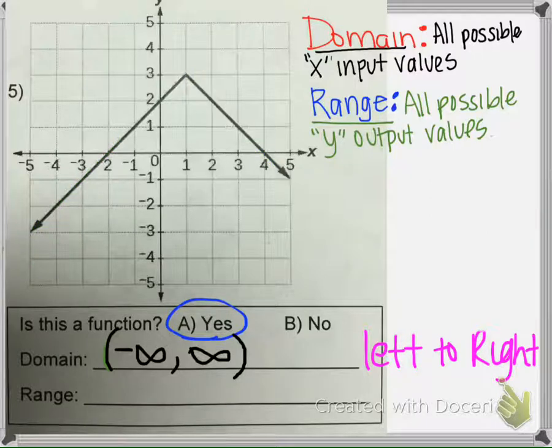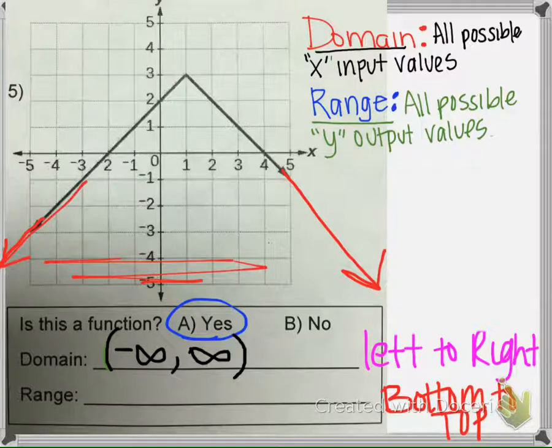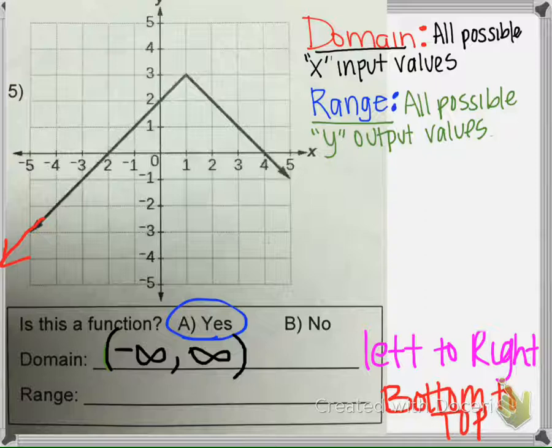Okay, so now we're going to talk about our range. Our range is always from the bottom to the top. So if we look at the graph at the bottom, the arrows go infinitely downward. Since at the bottom of this graph here the arrows are going downwards infinitely, our range is going to have negative infinity.